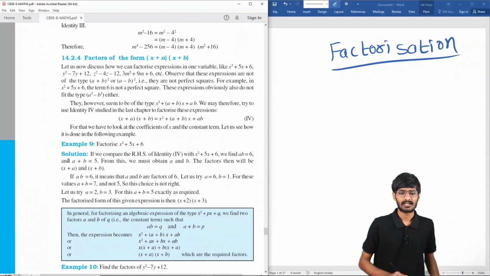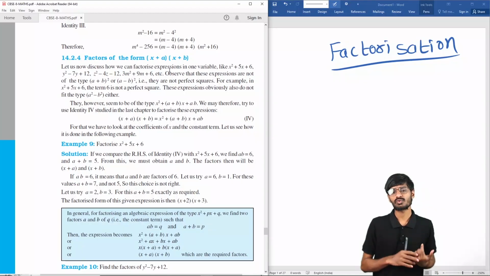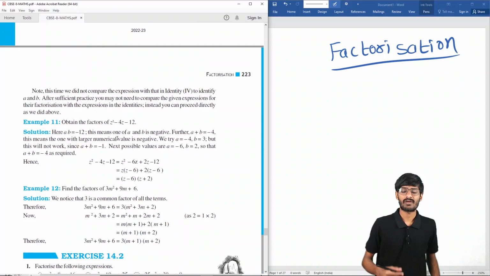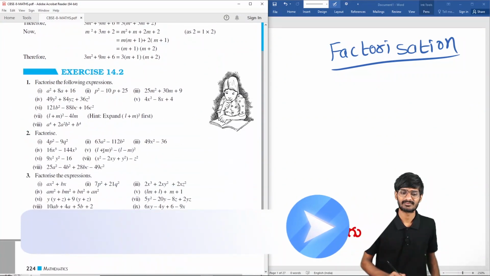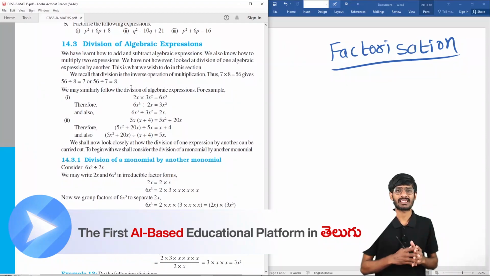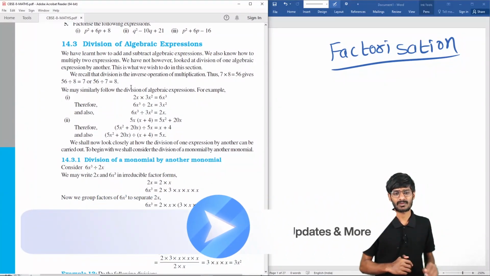And the factors of the form x plus a into x plus b. If there is an algebraic expression in the form of x plus a into x plus b, how to find the factors and how to factorize into that form. After that, we come to division of algebraic expressions. Once you know how to find the factors of an algebraic expression, it is very easy to do the division of algebraic expressions.